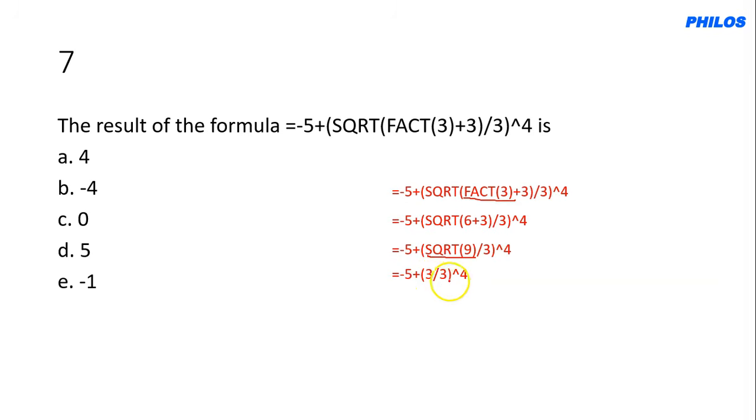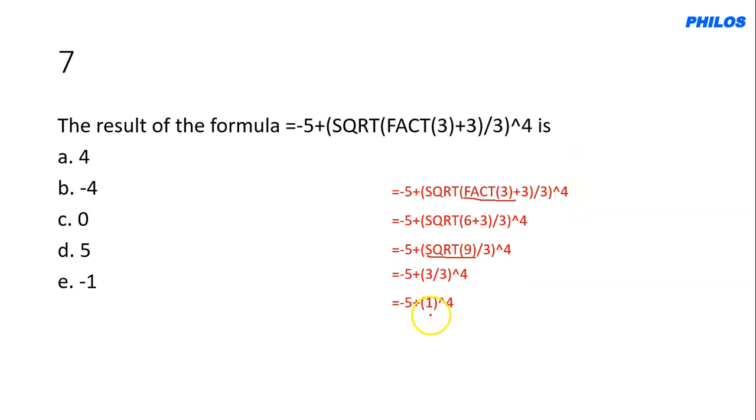Let's deal with what is in this bracket also. Now 3 divided by 3 should give us what? 1, isn't it? So we have -5 plus 1 exponent 4. I told you this sign means exponent. Okay. So now we can deal with the exponent. You need to deal with what is in a bracket first before you deal with its exponent. Because this exponent of 4 is affecting the entire bracket that contains SQRT fact 3 plus 3 divided by 3. So we need to simplify everything within the bracket before we take its exponent.